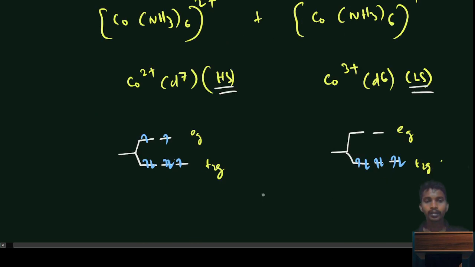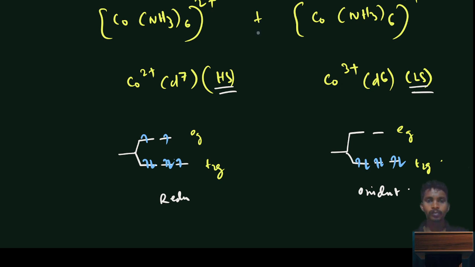Okay, so this is the reductant and this is the oxidant. Now the electron transfer is always from here to here, but here all are filled. So whether it is half filled or fully filled, then electron transfer will not happen.